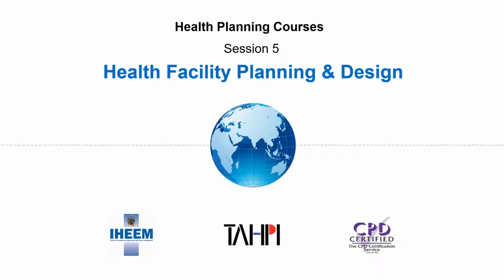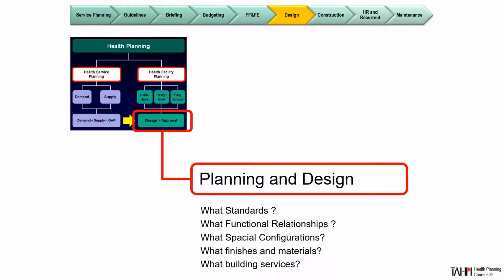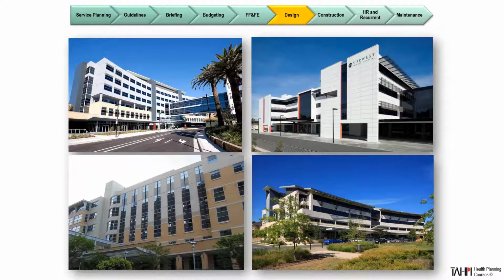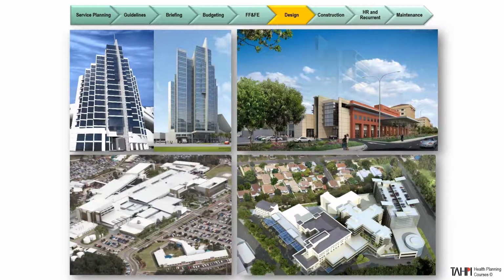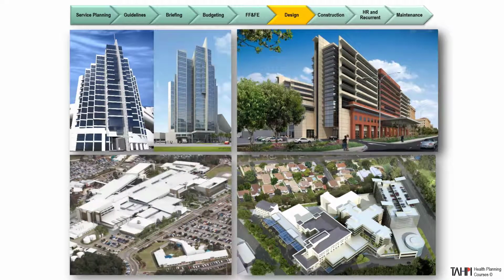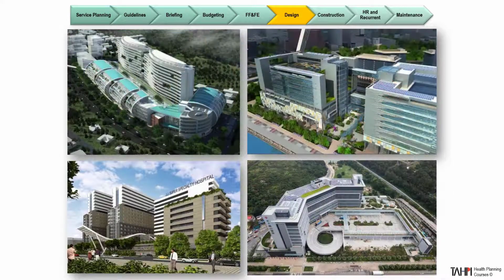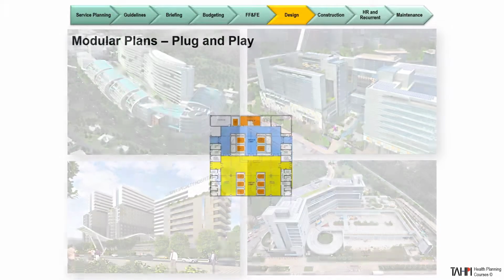Session 5 covers certain principles for health facility planning and design. We cover what standards, what functional relationships, what spatial configurations, what finishes and materials, what building services. We look at different building typologies that suit healthcare: low-rise, high-rise, expansion potential, again either horizontally or vertically, size from the smallest to the largest, such as these medical cities.